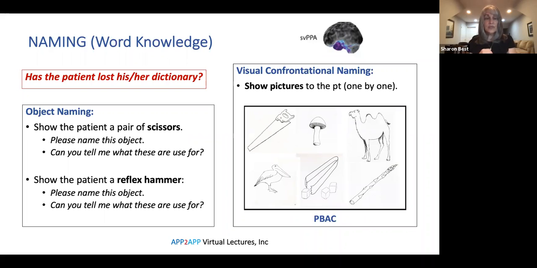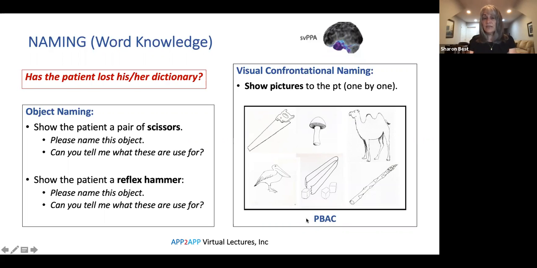We can also show them something like a stapler. They may not be able to find the word, but they may say something like used to put papers together. And then I've given you another example of a reflex hammer. Also, this is visual confrontational naming.